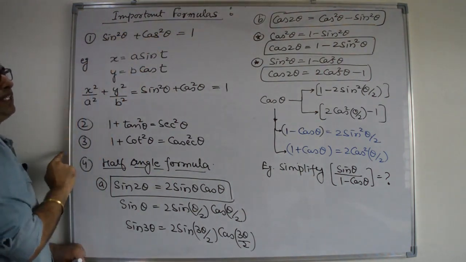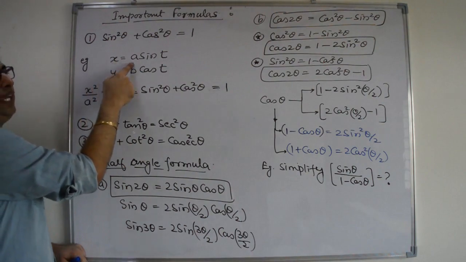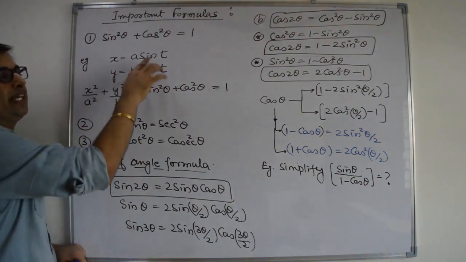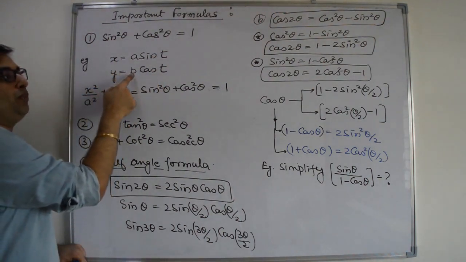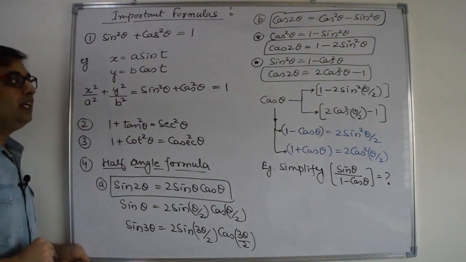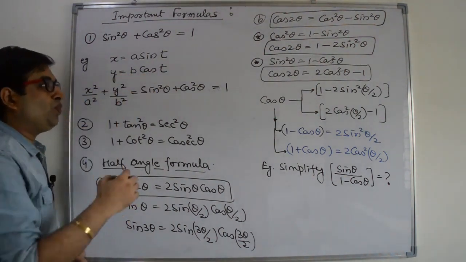Let us take a simple example. X is equal to A sine t, t is the angle. Y is equal to B cos t. Right? Now we don't want this t.